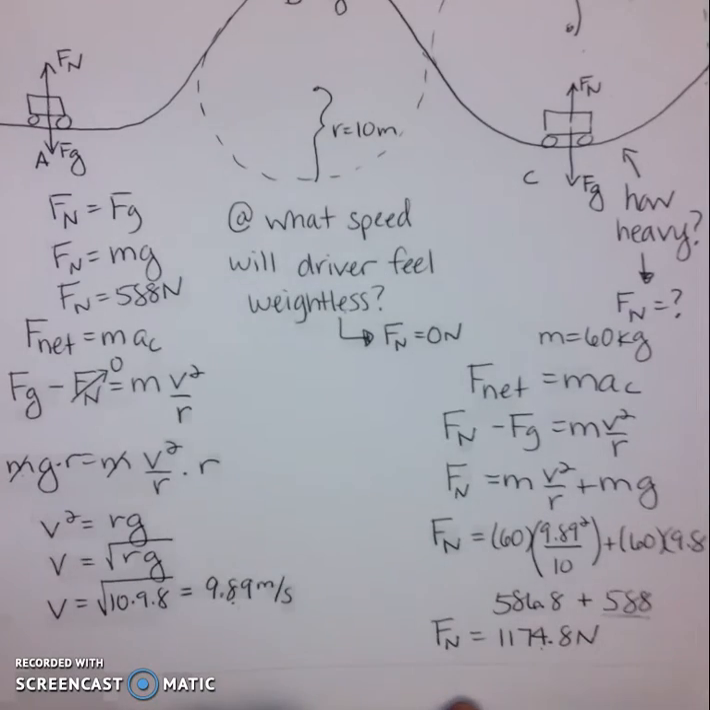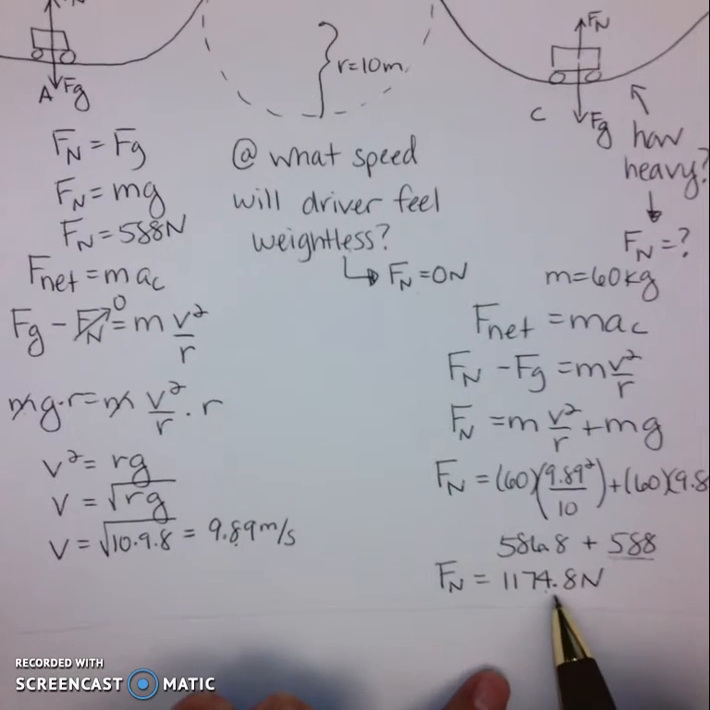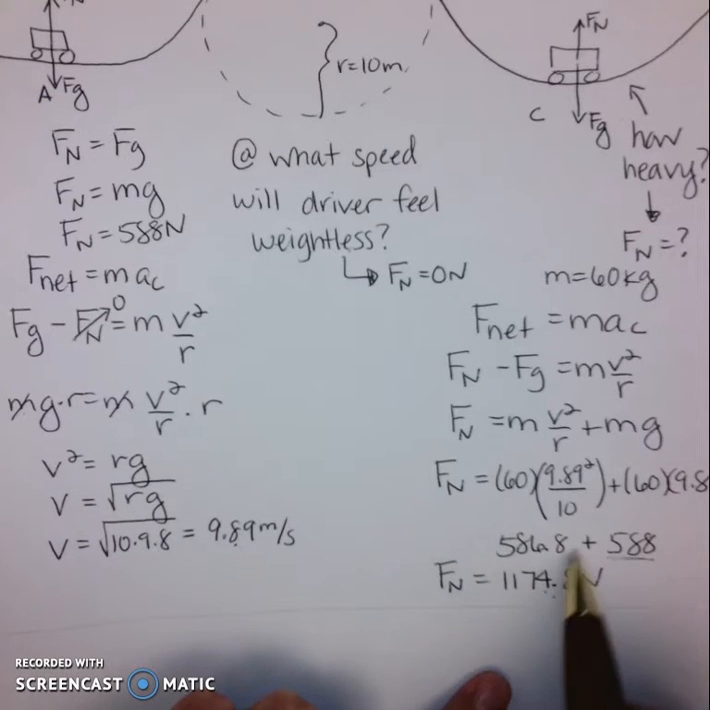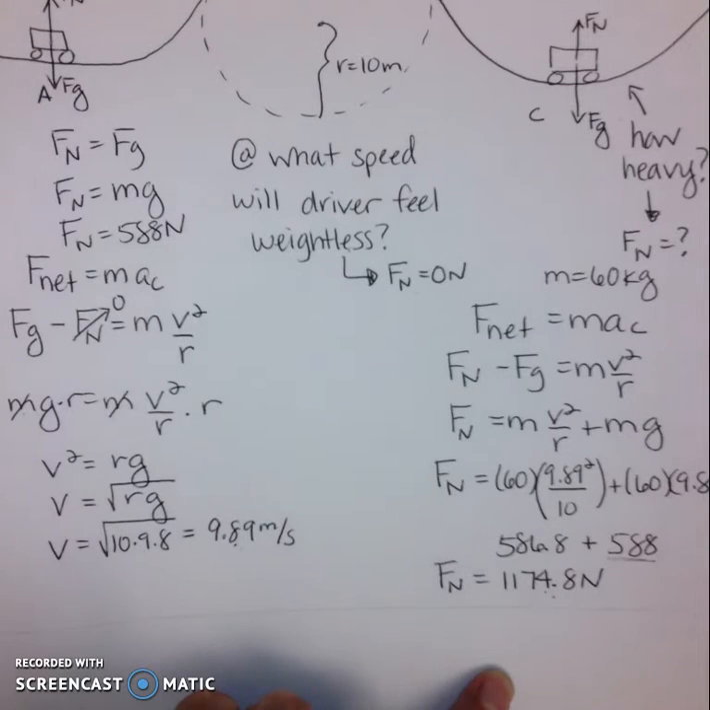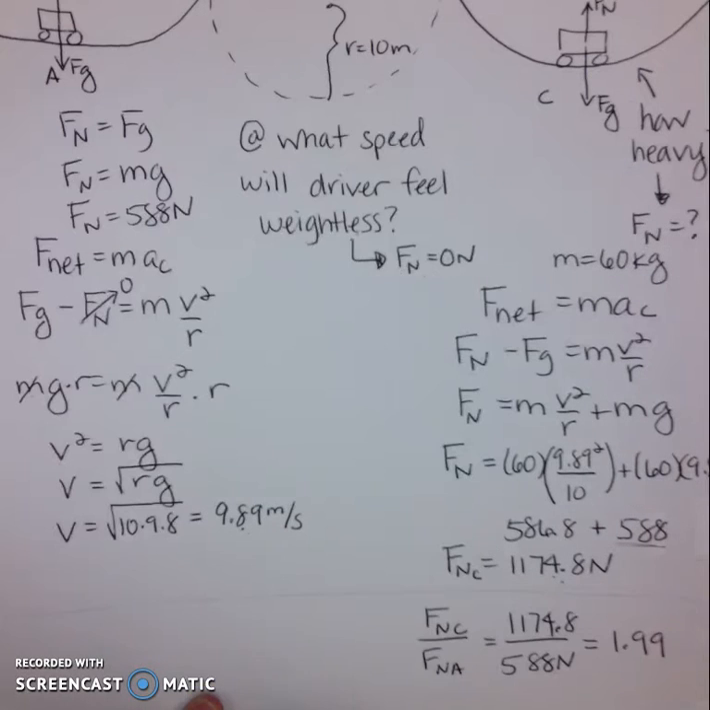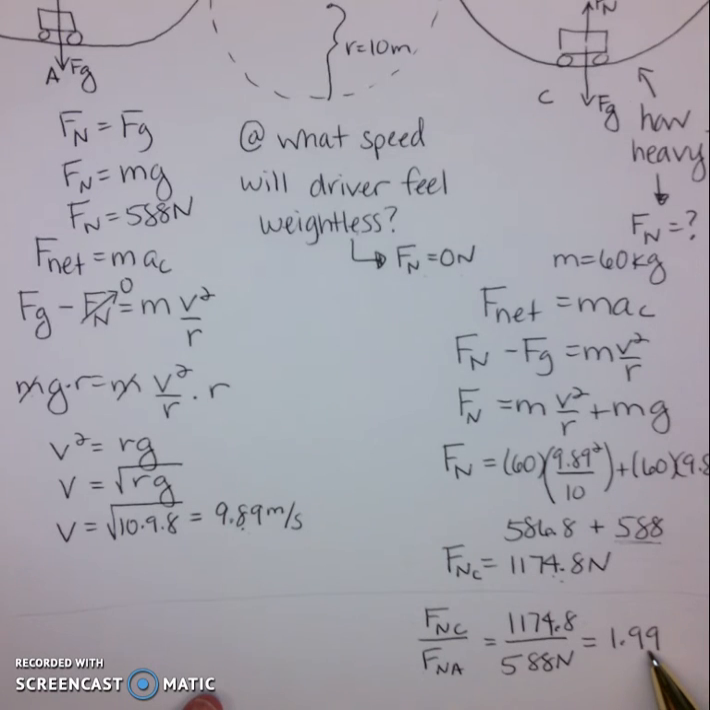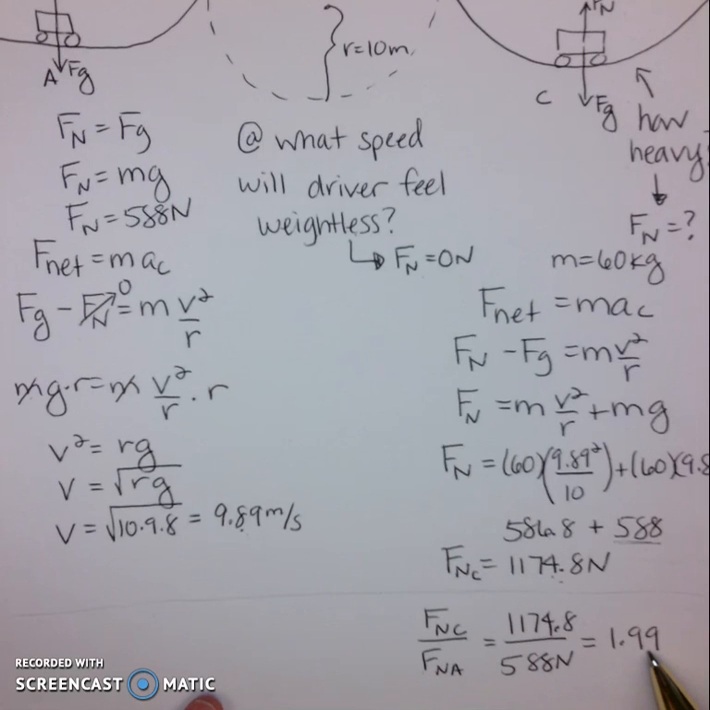So how does that compare? Is that larger? Is that smaller? That's much larger by this particular factor. So you could figure out the ratio by dividing the two. And that's your vertical circle problem. So if you wanted to determine the ratio between how heavy you feel at point C versus how heavy you feel at point A, you would put the number of newtons at point C over the number of newtons at point A, and you would come out with about twice your normal weight. And that's how you would figure out how much more you would weigh, about twice your normal weight.